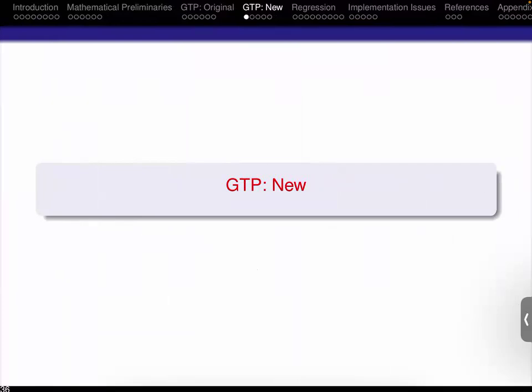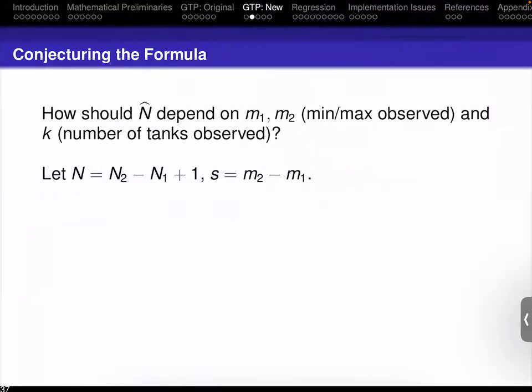I'm not going to spend too much time talking about how you extend this to an unknown lower bound. I just want to do a small amount. How do you think n hat should depend on m1 and m2, which are the smallest and largest serial numbers, and the number of tanks observed? I'm going to let S be the spread. It's going to be m2 minus m1. What should happen as the spread goes up and increases? What should happen as the number of tanks goes up?